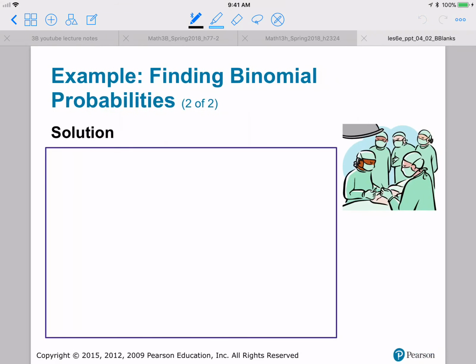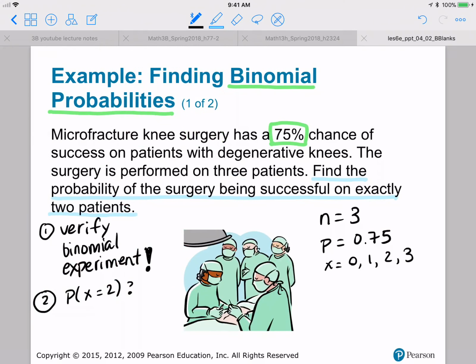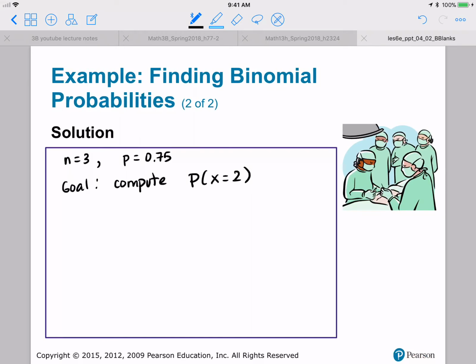Okay, so let me rewrite my information over here. We know that n is equal to 3. P is equal to 0.75. And our goal is to compute the probability that x is equal to 2. Here's how we do it. This is going to be on the calculator.